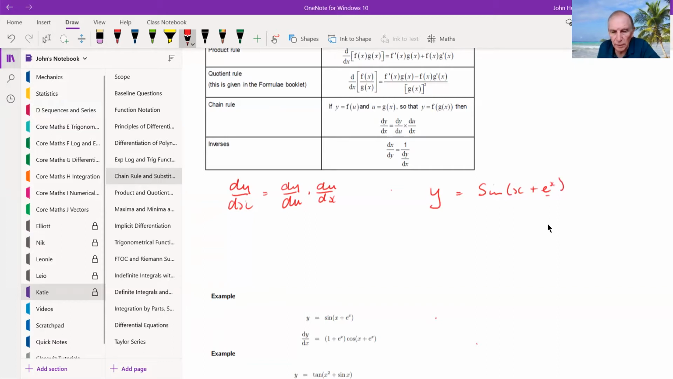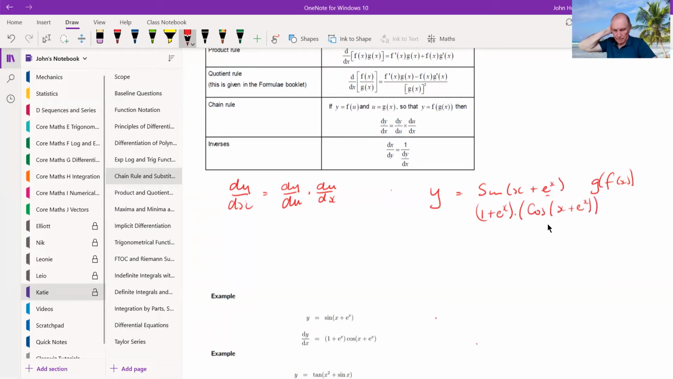But how do we do this? Well, what essentially we've got here is a composite function. This is very much our g of f of x, where the f of x is x plus e to the power of x, and the g is the sine. Now, the general rule is we differentiate the f, and then we multiply it by the derivative of the outer, the g, with respect to the inside. So the derivative of the f would be 1 plus e to the power of x, and the derivative of the g with respect to f would be cosine of x plus e to the power of x.